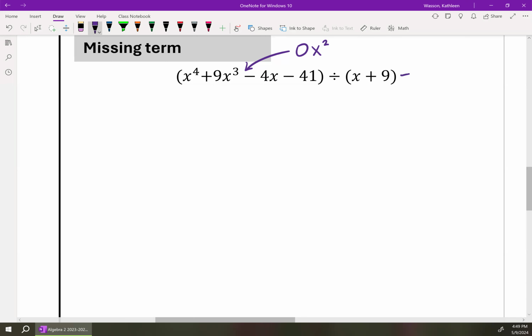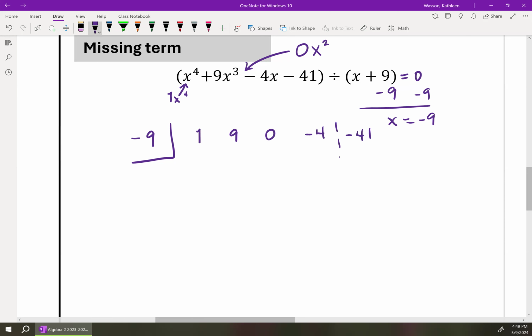Then I set this divisor equal to 0 and solve for x. So I'll subtract 9 and I find x is equal to negative 9. That's what I'll put on the shelf here. When I write my numbers out for my polynomial, I'll write 1 because there is an x here. There's just not a number by it. So that's 1x to the fourth. I'll write 1 and 9 and 0 because there aren't any x squareds, and negative 4 and negative 41. I separate the negative 41 because it doesn't have any x's.